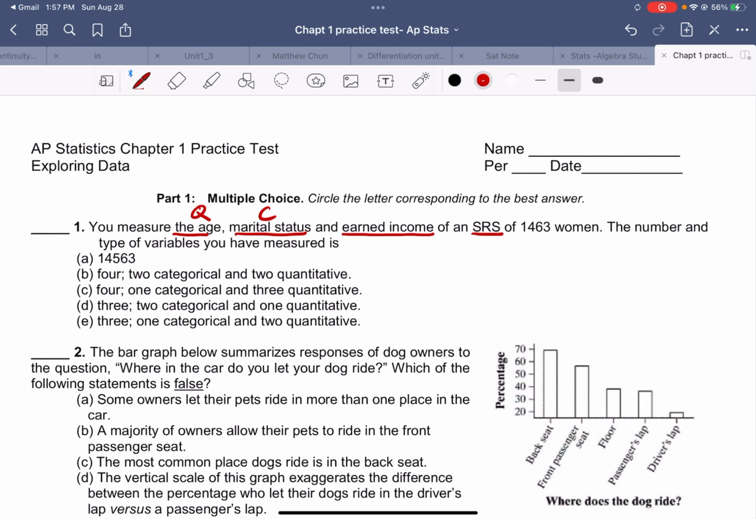Married or unmarried, so it's categorical. And income is numbers, right? How much money they make in a year, so that's quantitative. The question said the number of variables, so you have 3, not 4. A doesn't make sense. And this one is 1 categorical and 2 quantitative, so answer E.